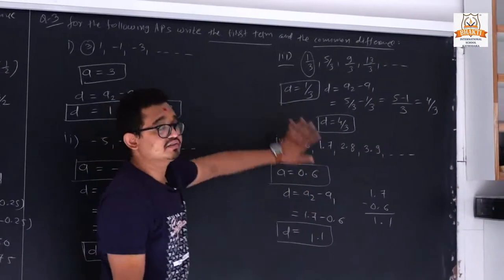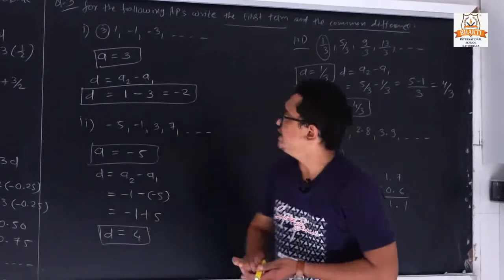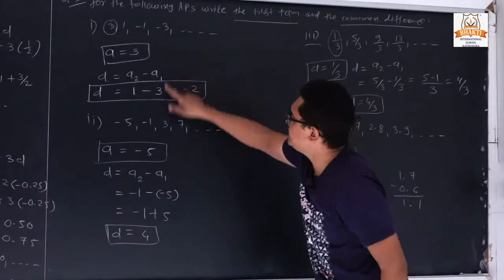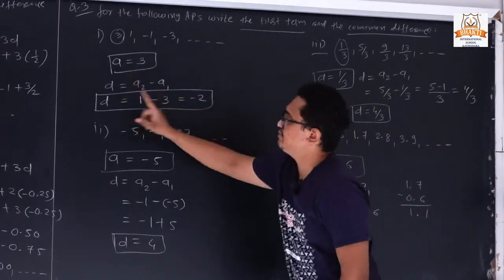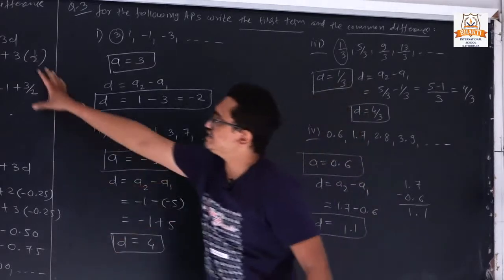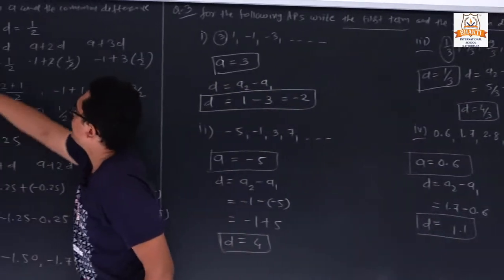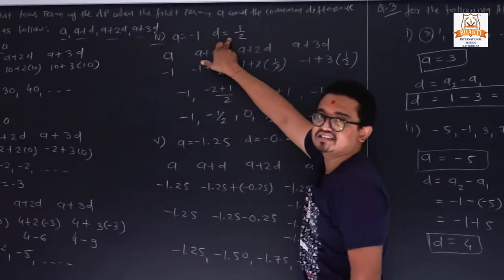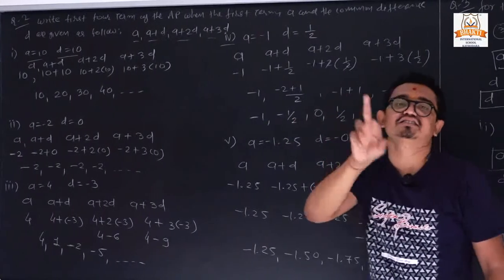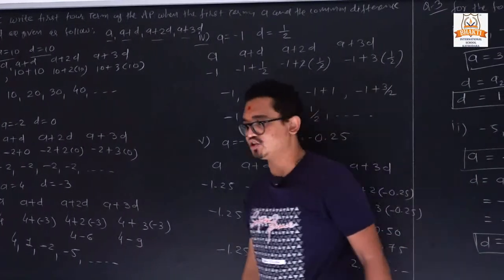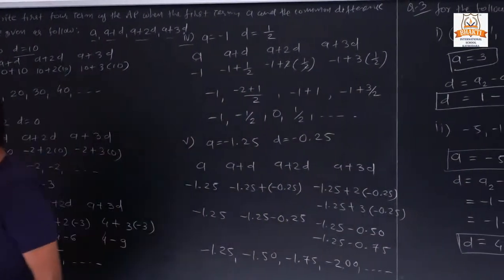So in these two sets of questions, what is the difference? In this one, the arithmetic series is given, and from the series we can find the first term and the difference. And in all these questions, the first term and the difference are given, so from that we can make the series. So both are reverse to each other. Clear? Both questions are reverse to each other.